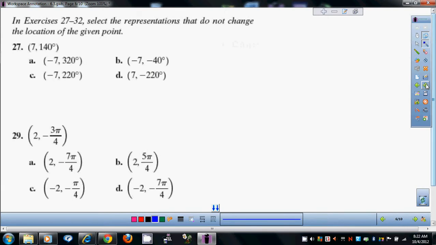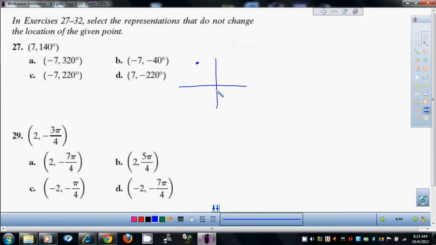Select the representations that do not change the location of the given point. Now these, I personally think it's easier to draw. You don't have to, but if you draw them, then you could just see them firsthand. Okay, so 7, 140 is 7, 140 here. Now notice, all the radiuses are the same absolute value length. So it doesn't matter if it's the scale. Really all you're checking here are the angles and the sign of your radius.